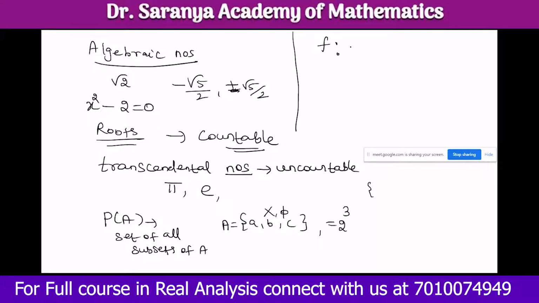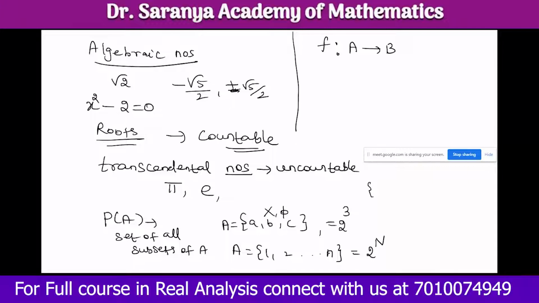Ma'am, the power set P of A. In this example, you have put 2 to the power 3, so isn't this countable, ma'am? Yes, if A is a finite set, then it is countable. But it should not be of the form n. Suppose A is equal to 1, 2, 3 up to n. If it goes up to n, isn't it also a finite set, ma'am? The set of all power sets is 2 to the power n. So if it is like this, it is uncountable. Yes, uncountable.